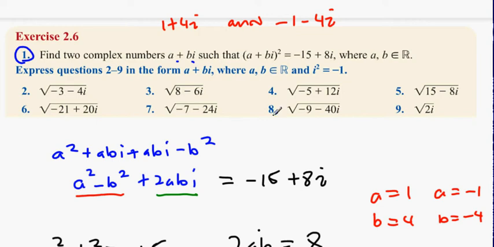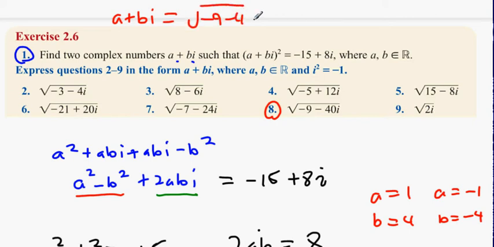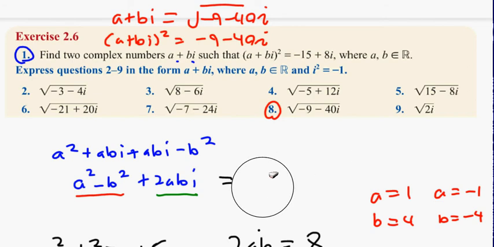Now, if I was to do question 8 in the same way, what I would say is that I'd set up the same way. I would say that a plus bi equals the square root of minus 9 minus 40i. I'd square both sides, then I get (a plus bi) squared equals minus 9 minus 40i. And then I'd do the exact same technique as last time.